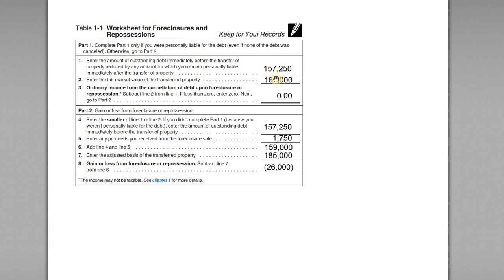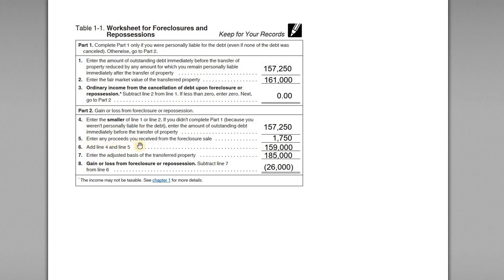In this case, it's $157,250 was the principal amount owed. But we are not liable for anything beyond that because the sale covered the entire balance of the note. So we have $157,250 minus 0. All right, so once that's completed, we move on to figure out the gain or loss from the foreclosure or repossession. So it wants us to enter the smaller of line 1 or line 2. Well, the smaller amount is the $157,250, so we've got that figure there.